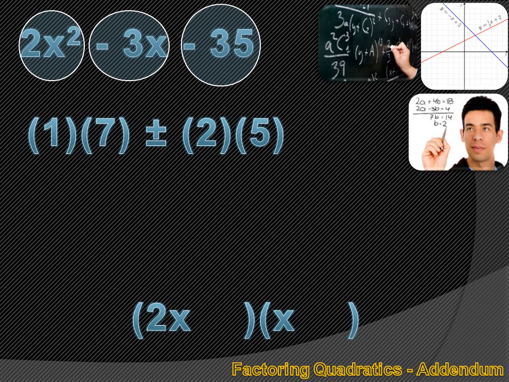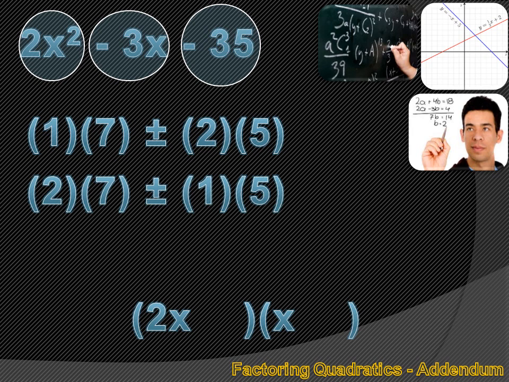So one possibility is I take the 1 from the A term and put it in the front, and I put the 2 from the A term in the back, and then I put my 7 in the front and my 5 in the back for my C term. Now I either add those or subtract them. There's another possibility. My 2 could be in the front and my 1 could be in the back, and then I could add or subtract those. And now all I've got to do is figure out which of those combinations, if any, results in a sum of minus 3.